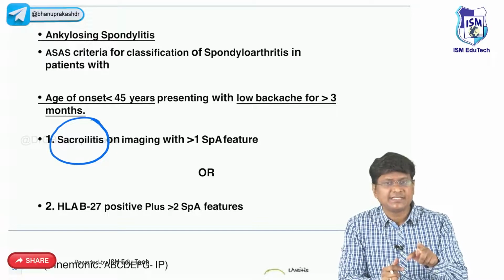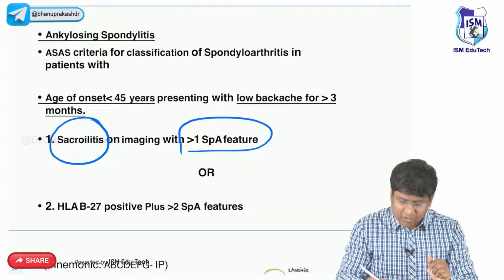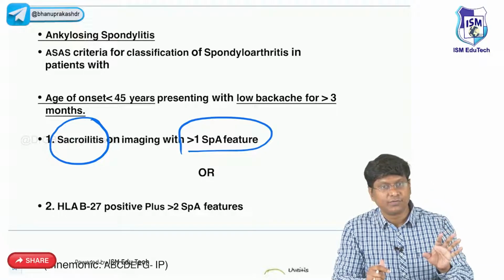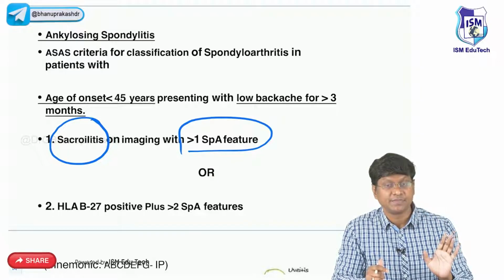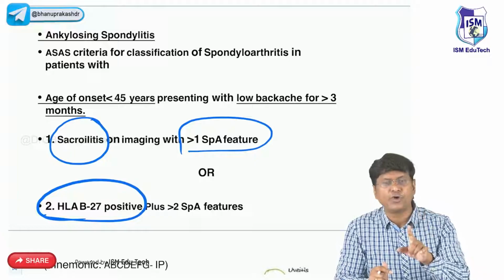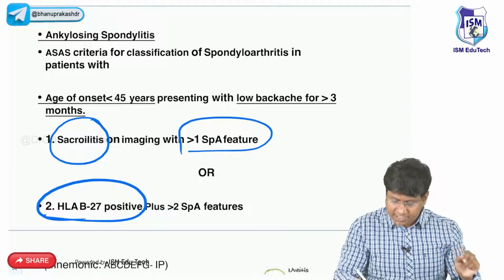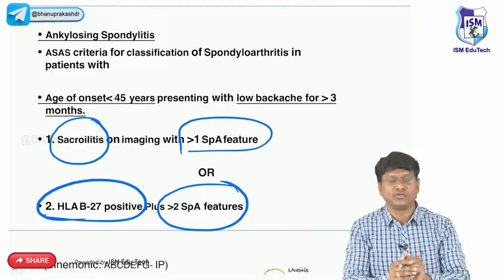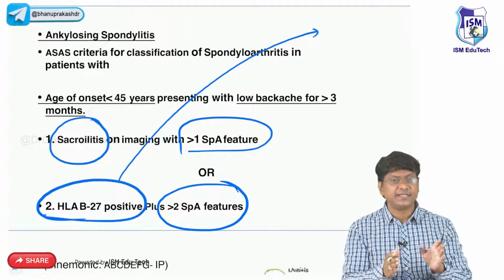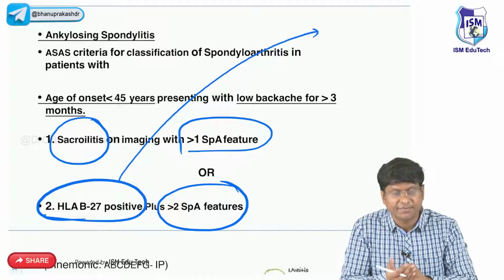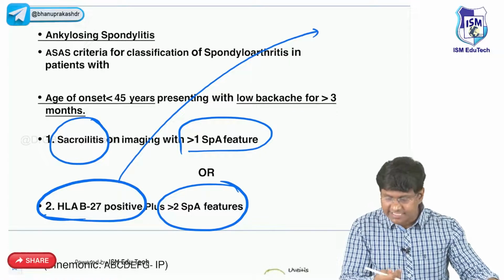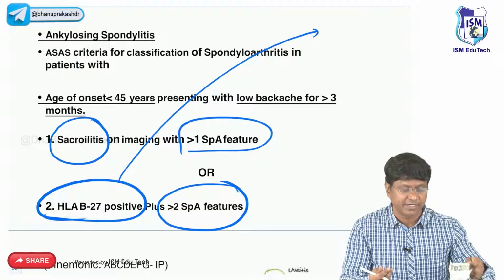And if sacroiliitis is there, then one or more spondyloarthropathy features is well and good for diagnosis of ankylosing spondylitis. But if only HLA-B27 is there, one spondyloarthropathy feature is not sufficient. You should have more than two spondyloarthropathy features. Now, this HLA-B27 is present in many other conditions apart from ankylosing spondylitis.